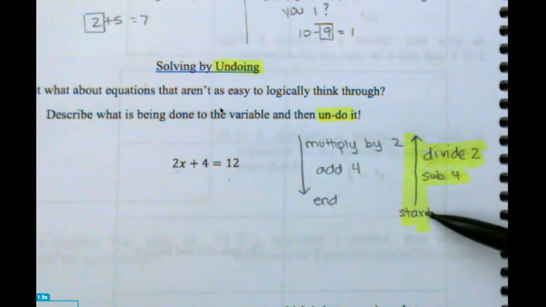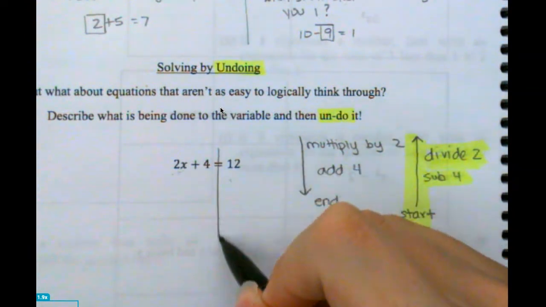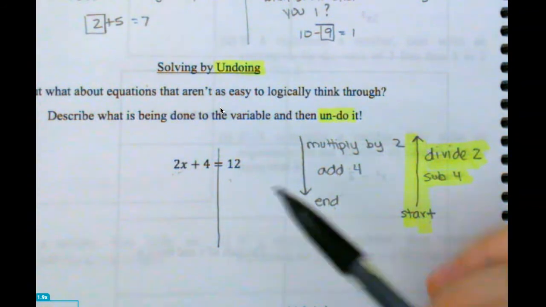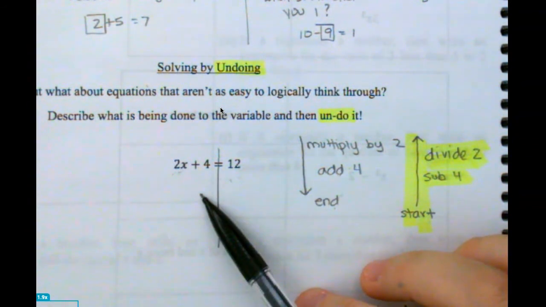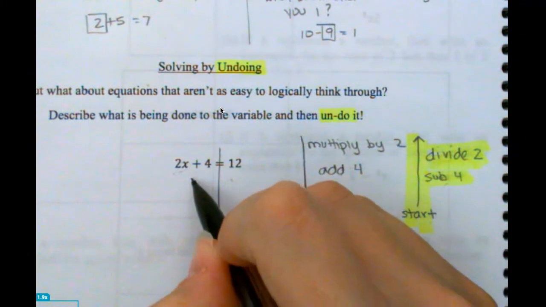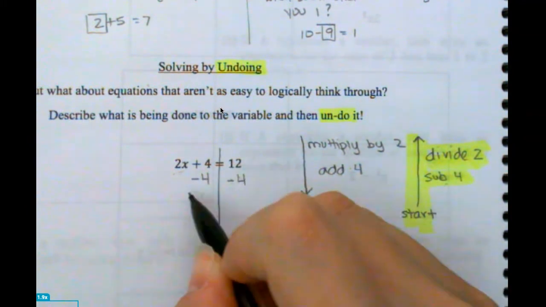I'm going to start here by drawing a line through the middle to separate my left side and my right side. I want us all doing that to keep our work neat and organized. So draw your line separating the left and the right. And then I'm going to follow these directions. My first one is subtracting 4. So I'm going to go to the left and I'm going to subtract the 4.